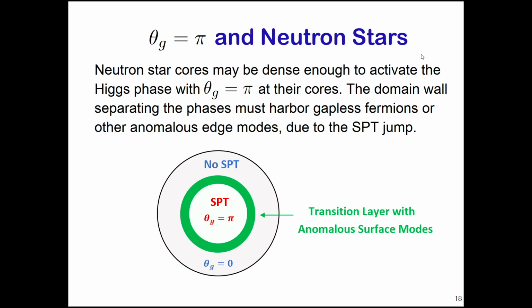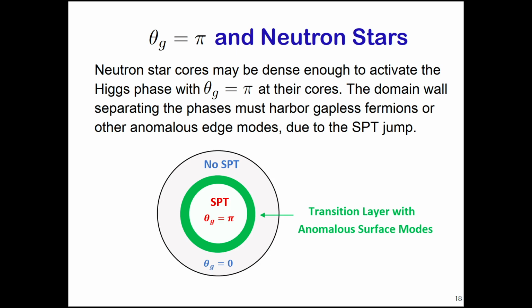All right. And let me just briefly comment what the presence of this SPT might imply for neutron stars. If you are a deluded theorist, you might think that the cores of neutron stars are so dense that eventually you're going to get to this very weakly coupled Higgs phase where theta equals pi. It's not clear if that can actually happen, but one can hope.